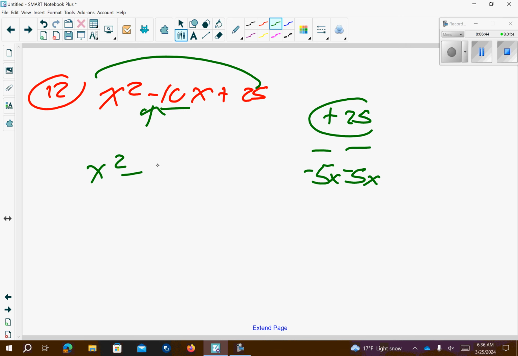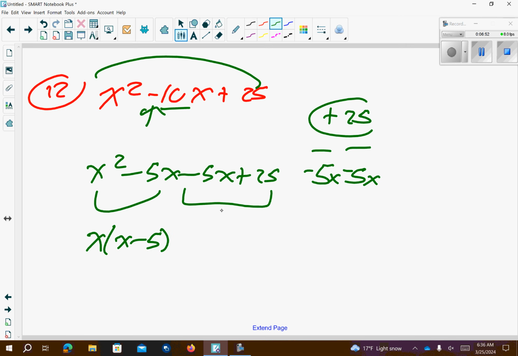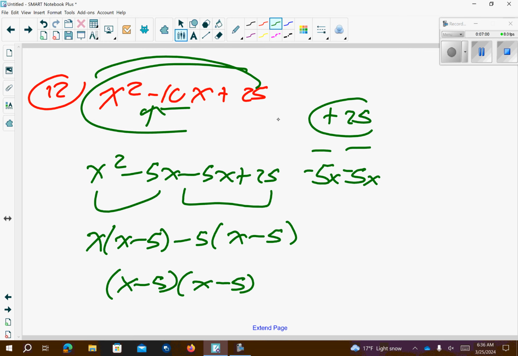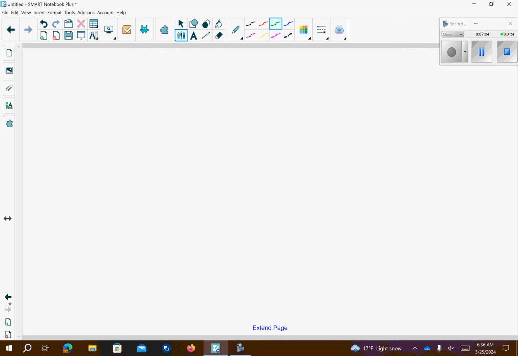So I get x squared minus 5x minus 5x plus 25. Factor an x out, so I get x minus 5 here. Factor a negative 5 out of both of those, and that's going to give me x minus 5. So I'm going to get x minus 5 and x minus 5. This originally is called a perfect square trinomial because I have the same two exact binomials I multiplied together to get it.